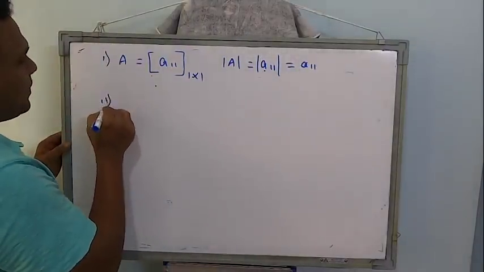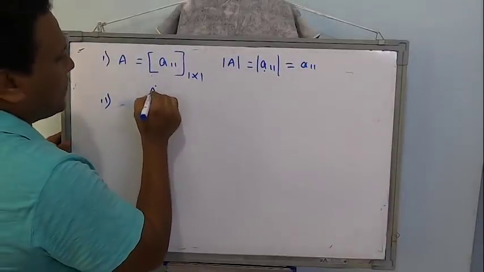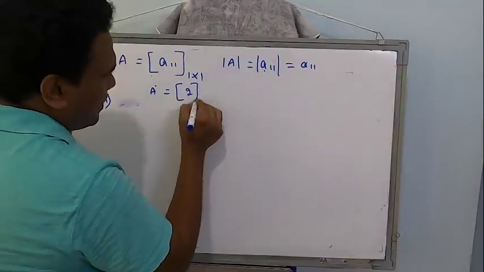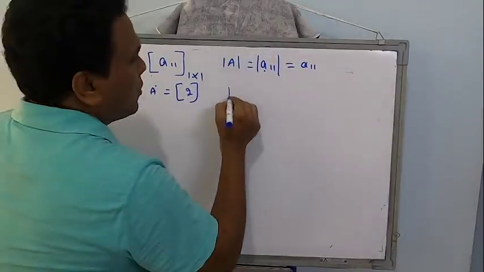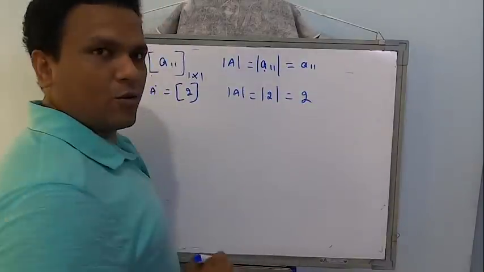Given a square matrix, if you want an example for this, if A is a square matrix of order 1 by 1, and the element is 2, what is the determinant of this? The determinant is simply 2.